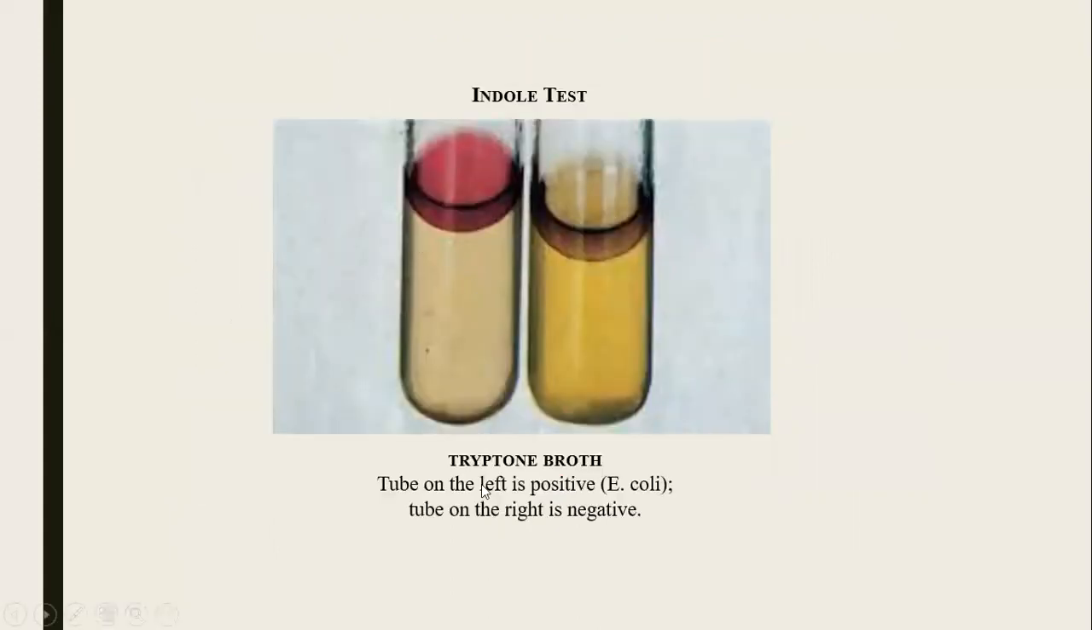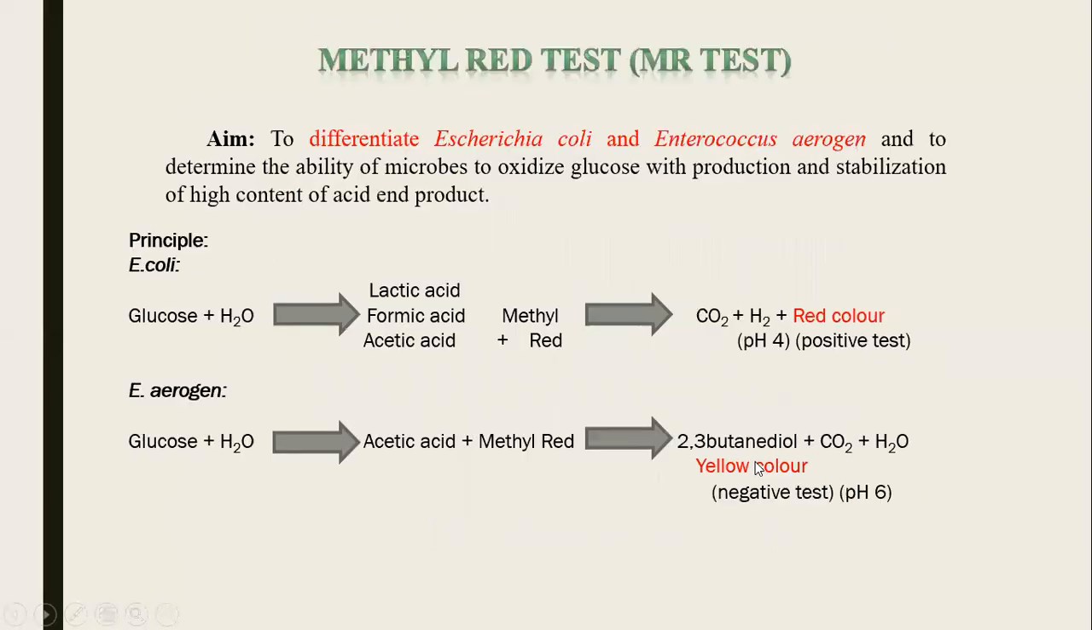And here you can see the positive and negative organisms. In the first tube, you can see the change of the color of the medium to pink. At the surface, you can see the pink color. And the second tube is negative. There is no change in the color of the medium.